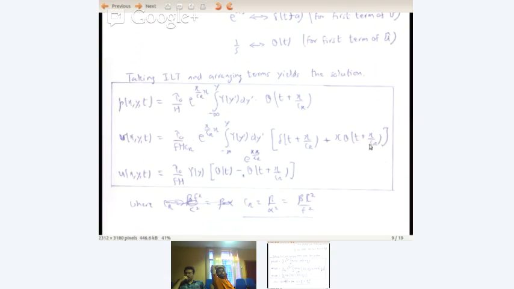Now, in writing this t plus x by cr here, I have said cr equals beta by alpha squared. So I basically looked at the magnitude. In today's lecture, you will find t minus x by cr. That's because I have used this sine 2. There should be a minus beta c squared by squared.